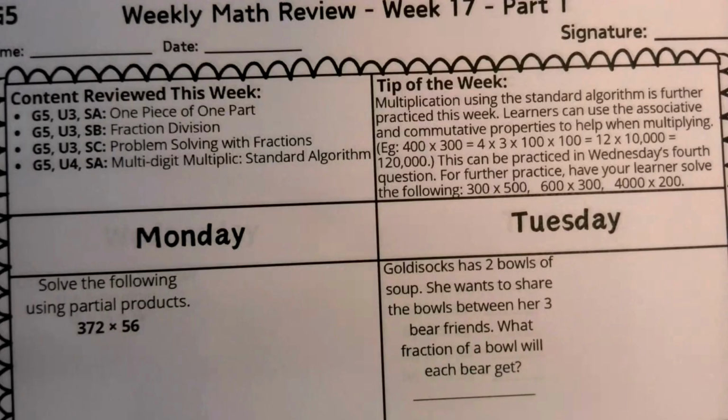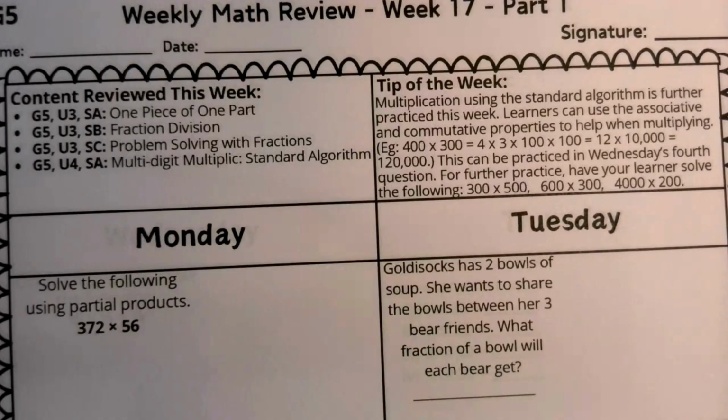We're looking at number one, which says, solve the following using partial products. Now, when we think about partial products, and we talked about this last week, what we noticed is that we were going to think about the 300 and the 70 and the 2, each of these being multiplied by the 50 and the 6, right? We separated all of those into their own parentheses to make them each their own term.